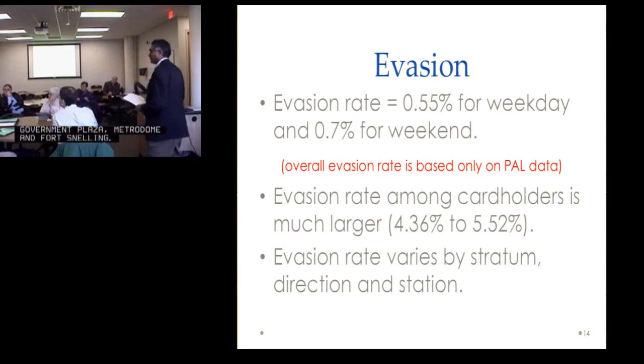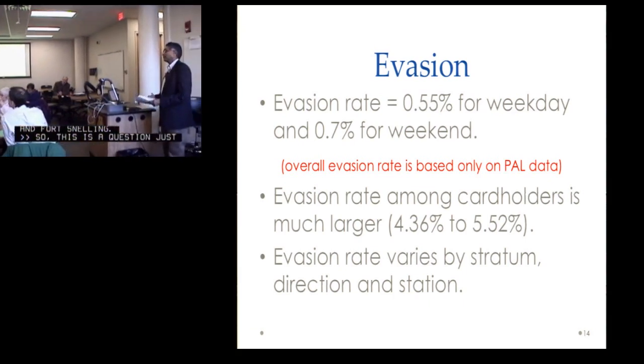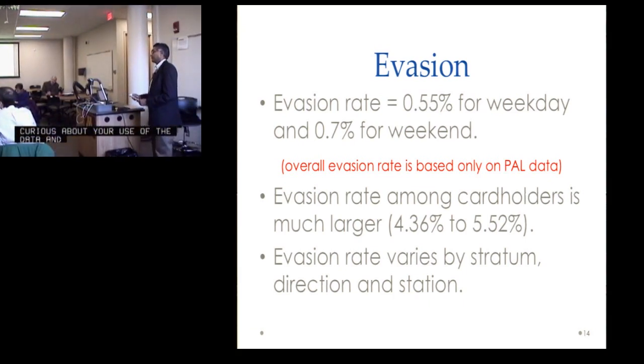This is a question, just curious about your use of the data and collection of data. If I'm a rider and I get on at Target Field after a Twins game, is that a validated ticket then? Because the officer looks at the ticket and says it's a valid ticket. Is that part of your data, or is that special events data? It was a separate data calculation. Okay. Yeah.